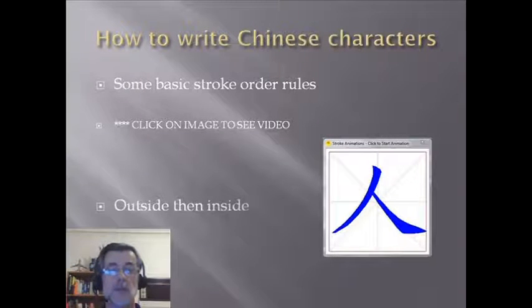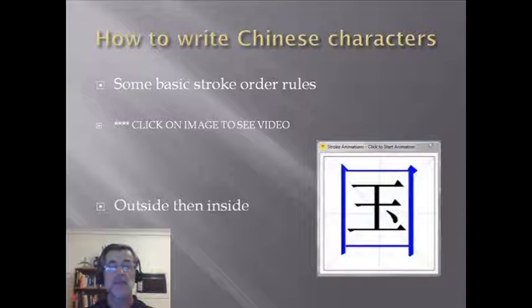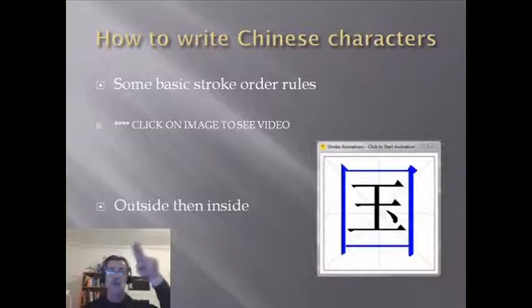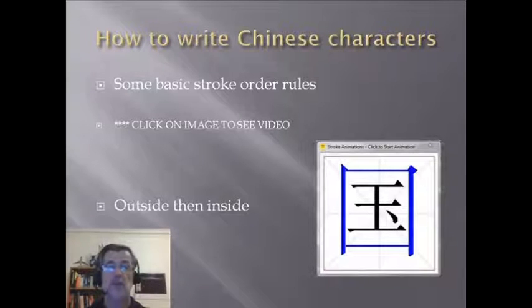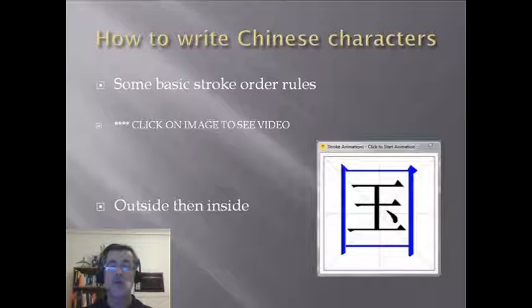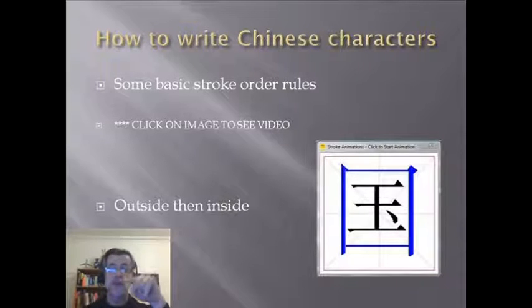The final rule that we're going to talk about in this presentation is the outside then inside rule. So there are characters where you start on the outside, you write that first, and then you do the inside. So on your screen now there is the character guo, which we've done in class before, part of the word for 中国. We've also learned 美国, 英国, and 法国. So once again, if you click on the image of Guo, you'll see a video on how Guo is written, and it'll demonstrate the outside first, then inside.